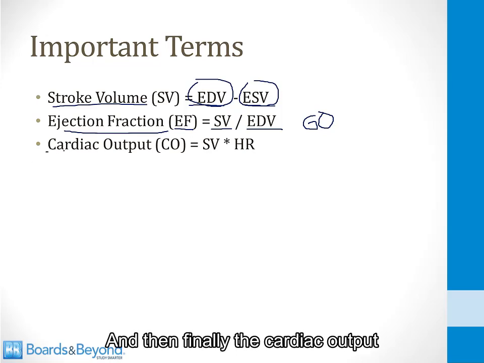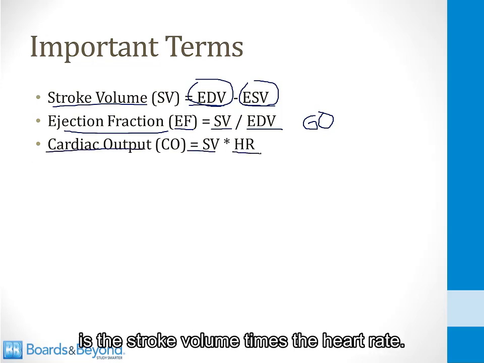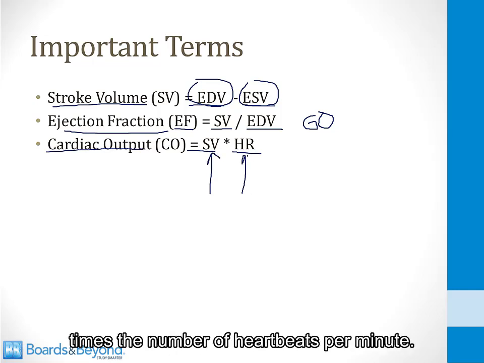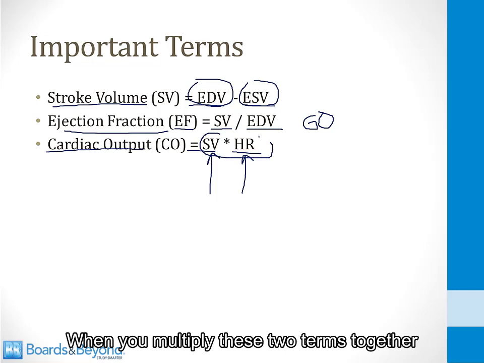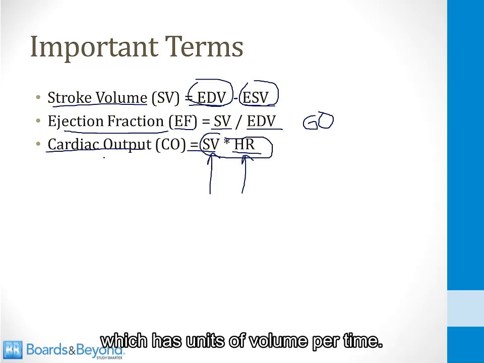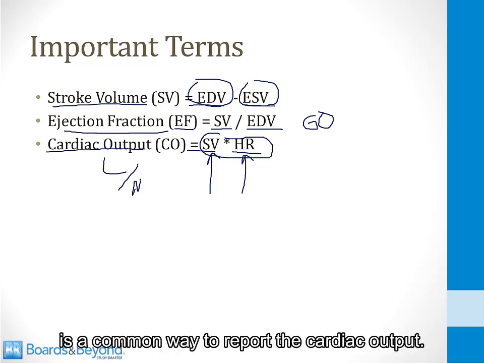And then finally, the cardiac output is the stroke volume times the heart rate. This is the volume of blood pushed out with each heartbeat times the number of heartbeats per minute. When you multiply these two terms together, you get a number called the cardiac output, which has units of volume per time. For example, liters per minute is a common way to report the cardiac output.